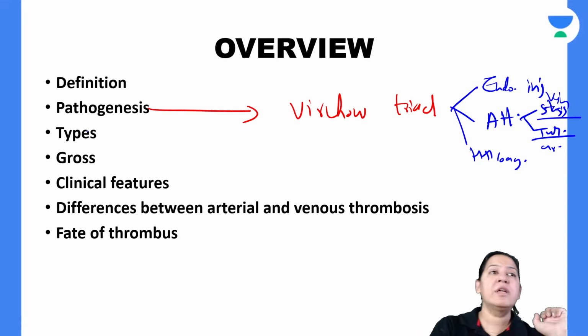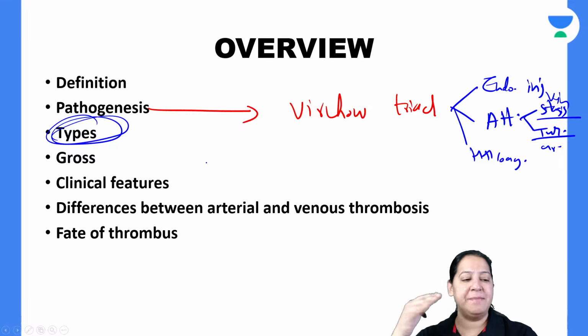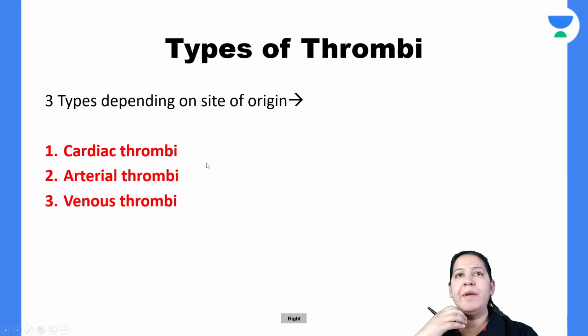Have you got it? Now coming to the types of thrombus. How many types of thrombus do you know?